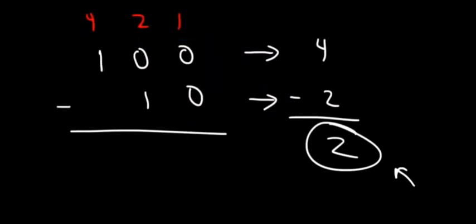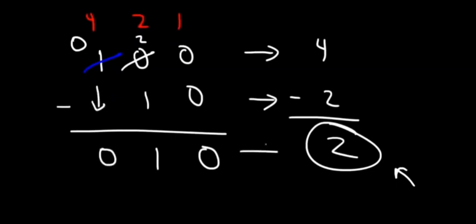So the first column, 0 minus 0 is 0. Then 0 minus 1 cannot be done, so you borrow 1, call it 2. So 2 minus 1 is 1. You have 0 left, bring down the 0. So the answer is 10, equivalent to 2 in decimal. Let's see another example: 100 minus 1.